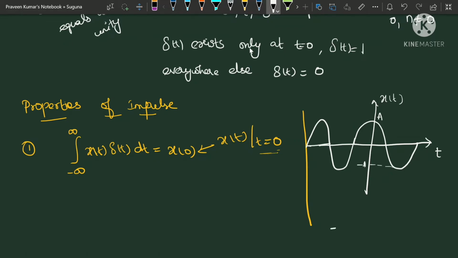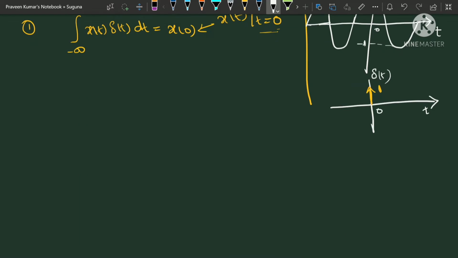Okay, and I am going to multiply this x of t with impulse del of t. So what is the impulse? Which is equal to 1 at t is equal to 0, right? Okay. So in the del of t, for t greater than 0, del of t is what? Which is 0. For t less than 0, del of t is 0. So only the del of t has a value at t is equal to 0. The value of del of t is 1.